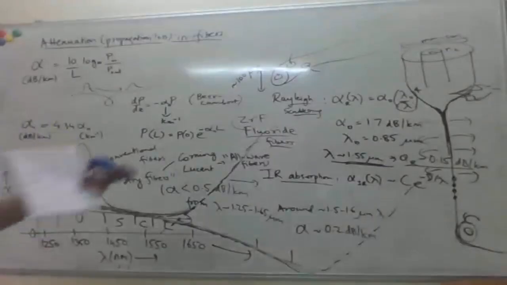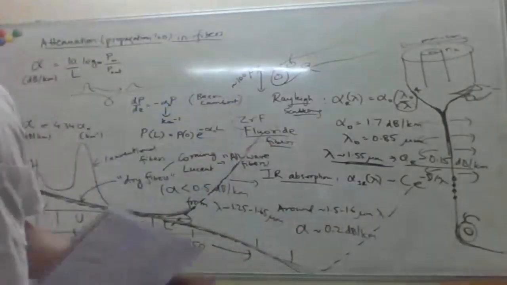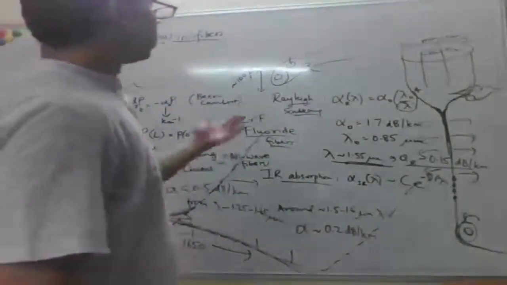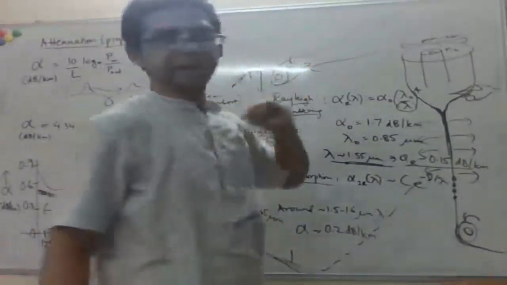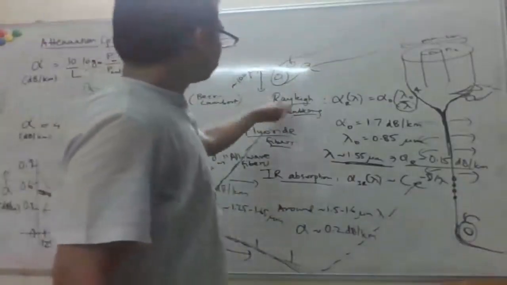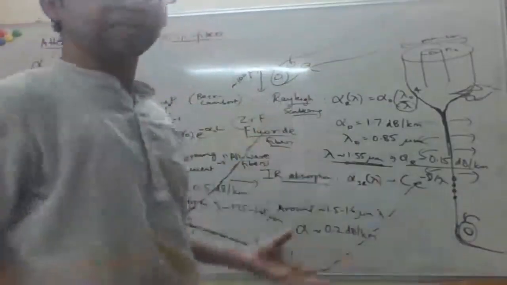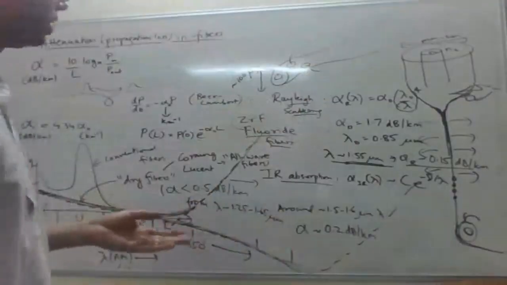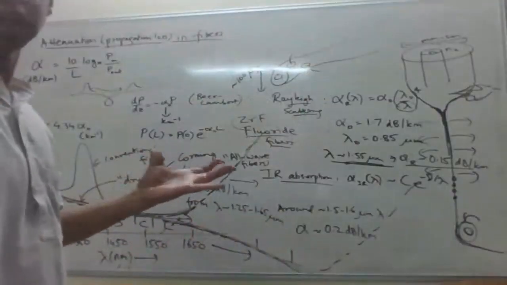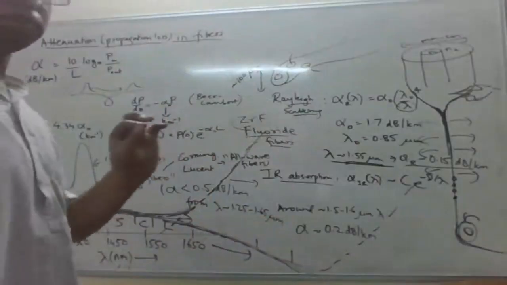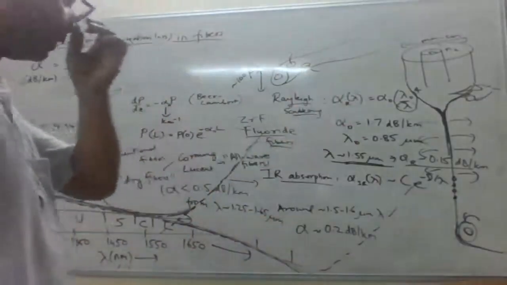Rayleigh scattering is fundamental, you can't really do much. As long as you have density variations, which will happen if you have an amorphous medium, the only way to get rid of this is to go to a purely crystalline medium where you don't have any density variations. Like pure silicon, you have a very well-defined arrangement of atoms.